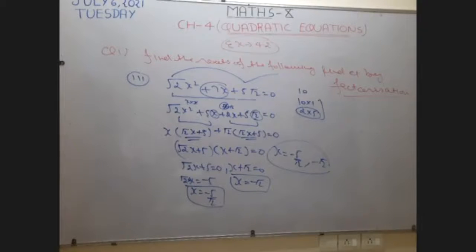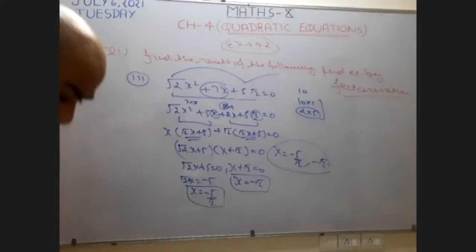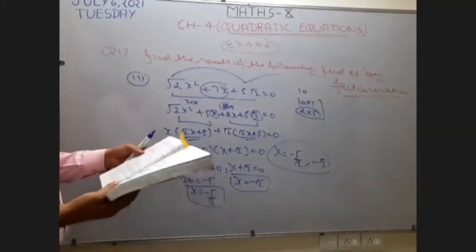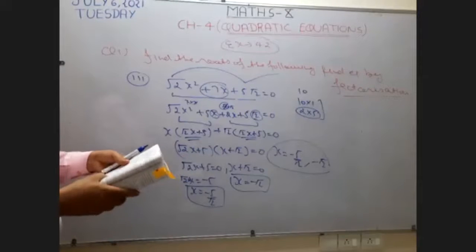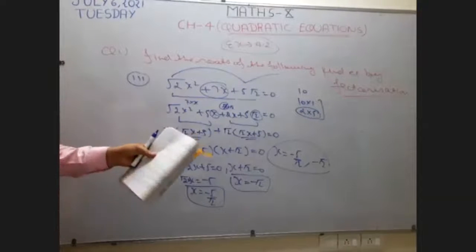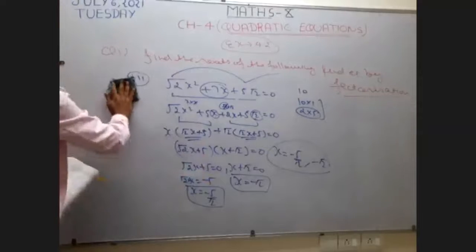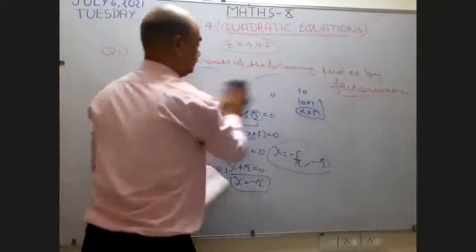Now I want to solve one more part, beta. One more part I'm going to solve of this question. I want to solve its fourth part, because one number is in fraction form.